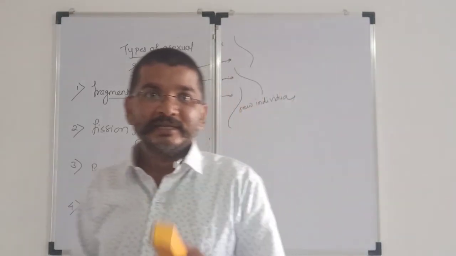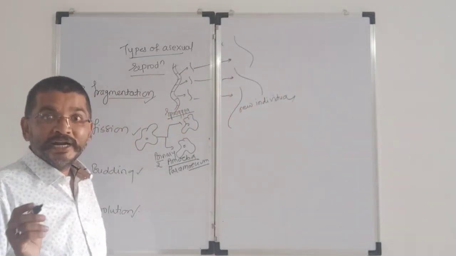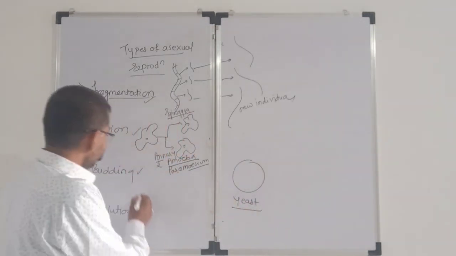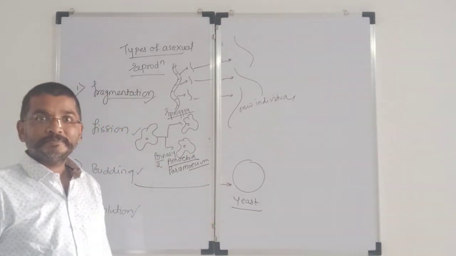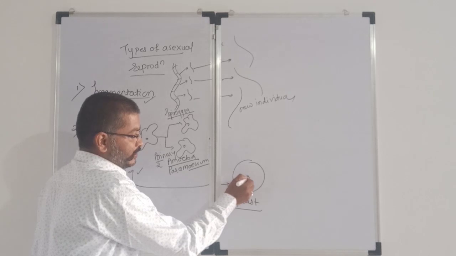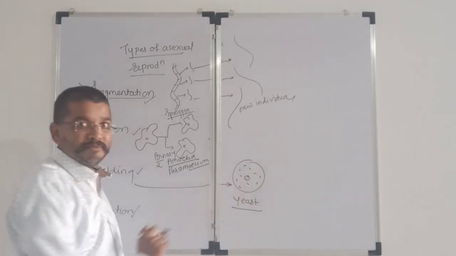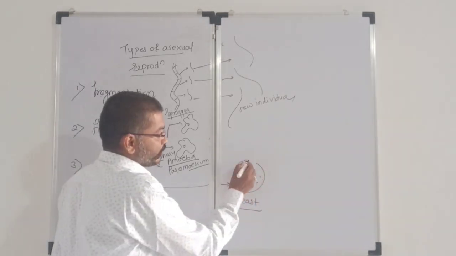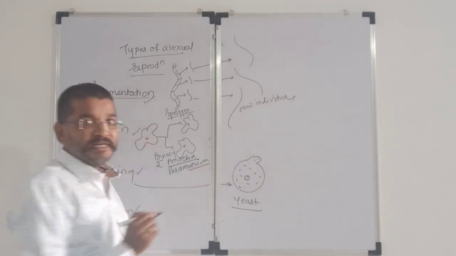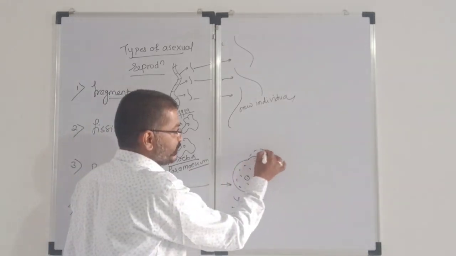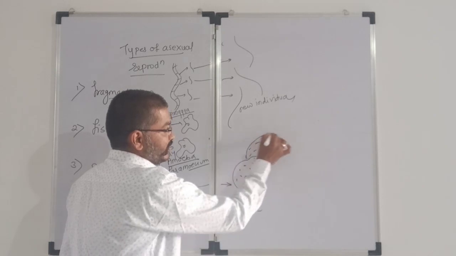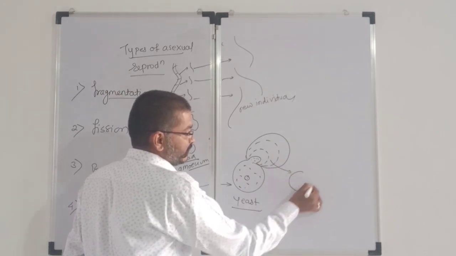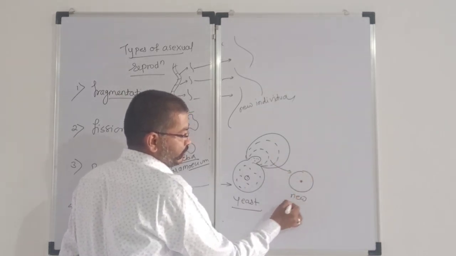So in our syllabus, they have given one example. That is budding in yeast. Yeast kya hai? Yeast is a unicellular fungi. So this unicellular fungi, this is the one cell. Nucleus hai, cytoplasm hai. On this parent cell, a small outgrowth has developed and it starts growing in size. Uska size badhne lagta hai. So when this newly formed outgrowth attains maturity, it will get detached from the parent cell and start growing as a new individual.